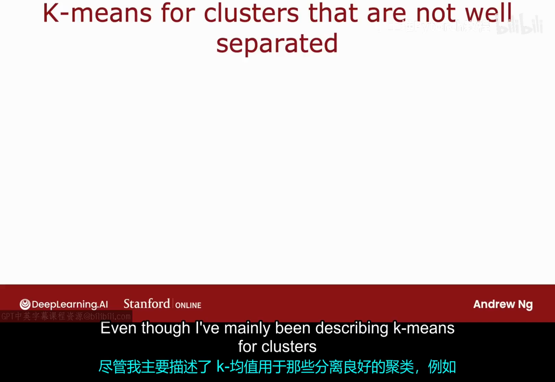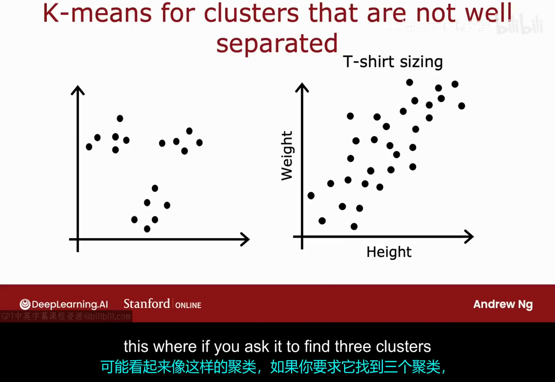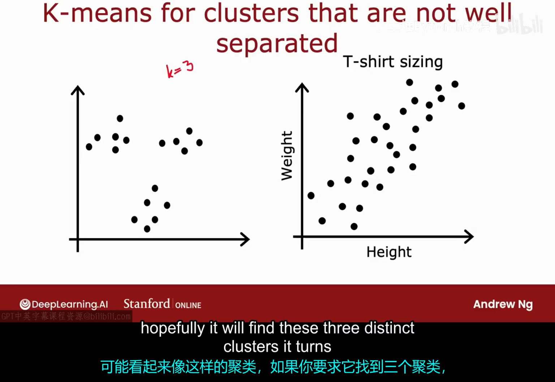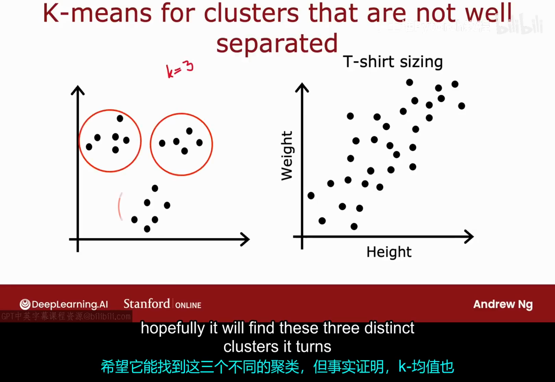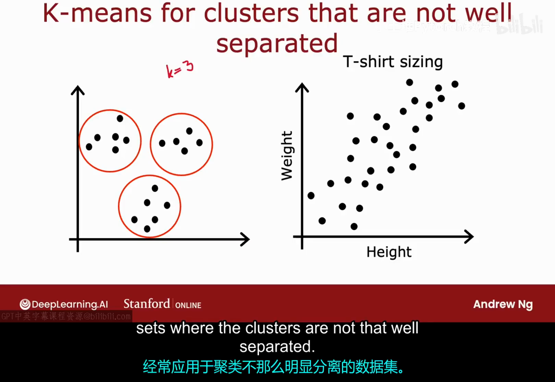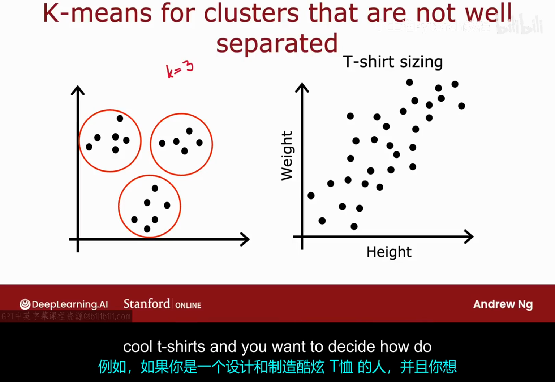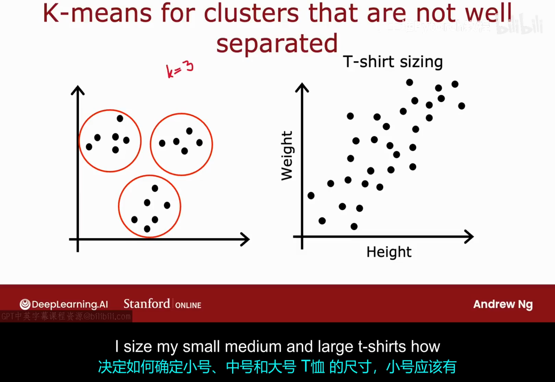Even though I've mainly been describing k-means for clusters that are well separated, so clusters that may look like this, where if you ask it to find 3 clusters, hopefully it will find these 3 distinct clusters. It turns out that k-means is also frequently applied to datasets where the clusters are not that well separated. For example, if you are a designer and manufacturer of cool t-shirts and you want to decide, how do I size my small, medium, and large t-shirts?